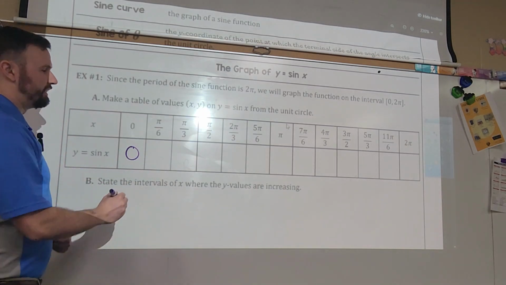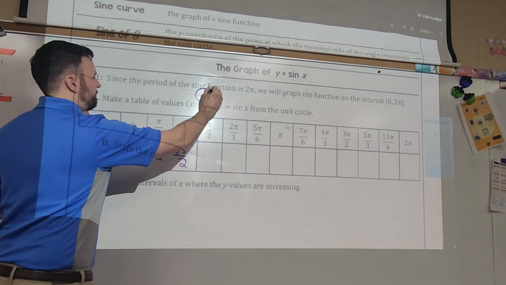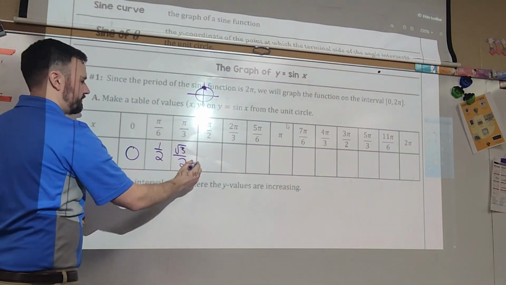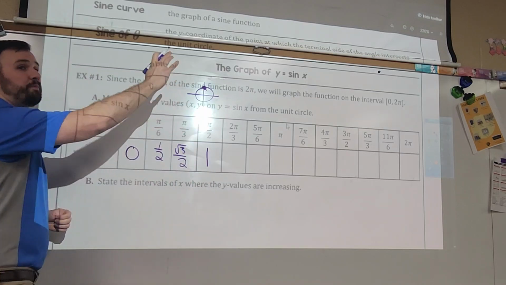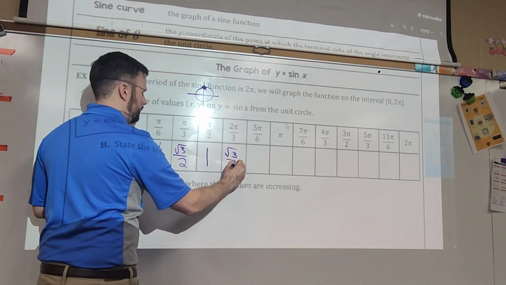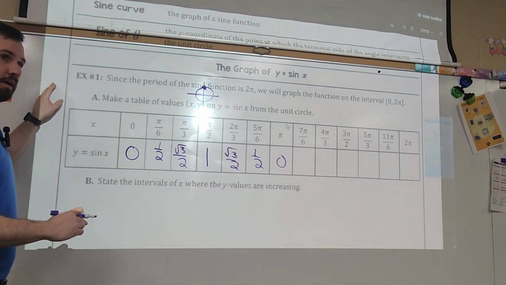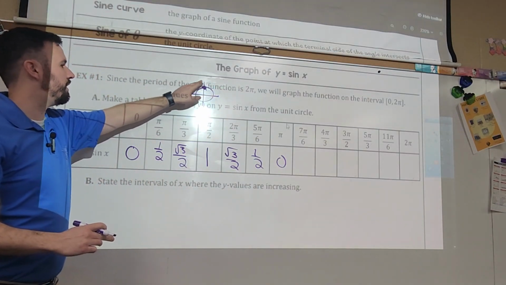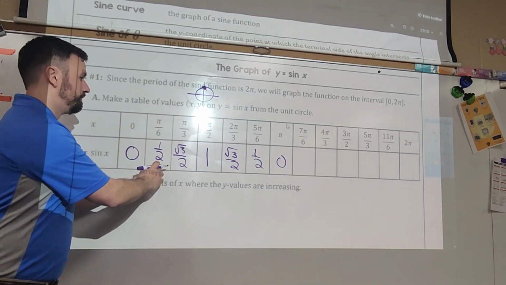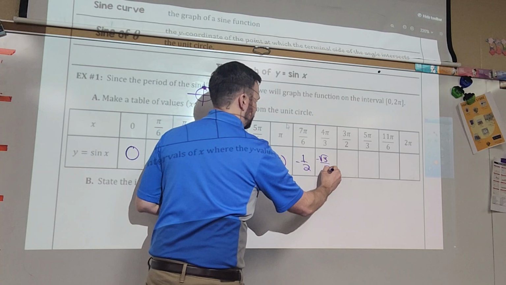0. And then it's 1/2, root 3 over 2. At pi over 2, what's my sine value up here? 1. And remember, it's going to go up and then it's going to come back down. It's a periodic function, right? So then it'd be root 3 over 2, 1/2, 0, right? Goes up, comes down like the Ferris wheel: 0, 1, and it comes down. And then we're going to go down into negatives, so we're going to repeat the same pattern, just in negatives.